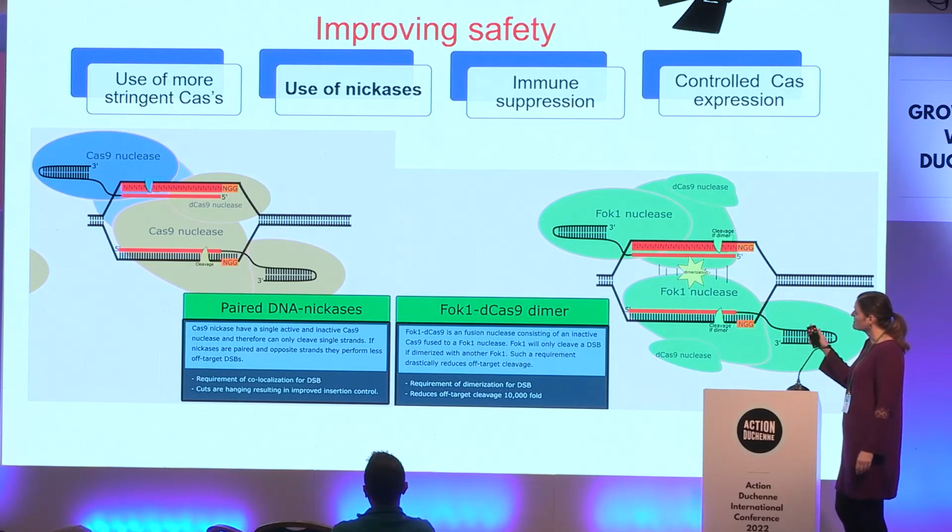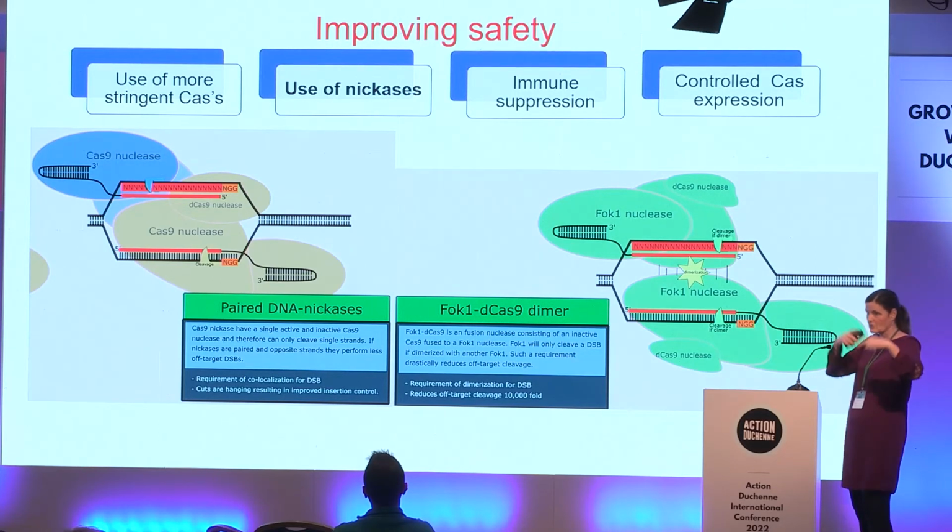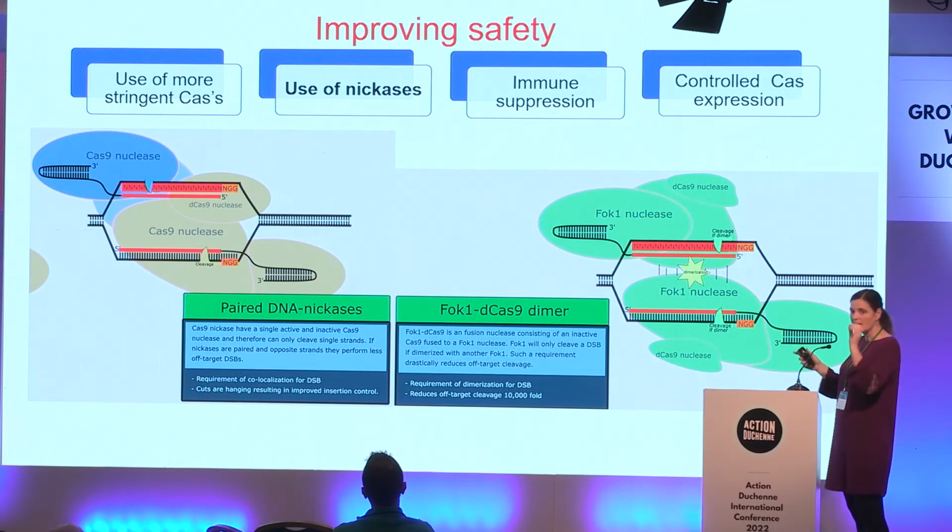So this was mentioned, well, not mentioned, but it was on the slide for improving the efficiency. We could also use what are called nickases to make them safer. So Cas enzymes are scissors. They cut through both strands of the DNA. DNA has two strands of sequence that are wound around each other. So we can use what are called nickases, which will only cut one strand.